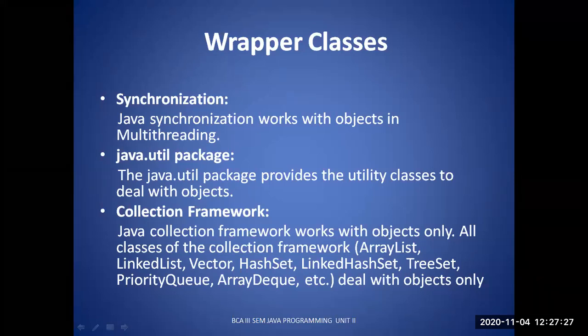So the collection framework works with objects only. All the classes of the collection framework, like ArrayList, LinkedList, Vector, HashSet, LinkedHashSet, TreeSet, PriorityQueue, and ArrayDeque. These are some of the concepts which we have visited in C++ as array, linked list, vector. These are topics related to data structures. All these things are grouped into the collection framework.